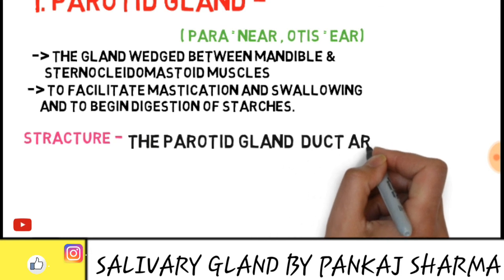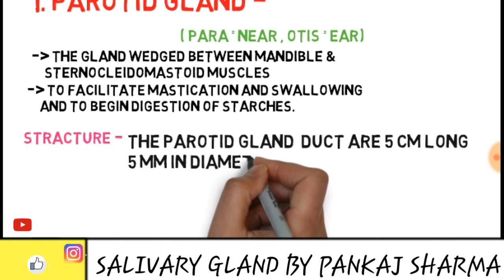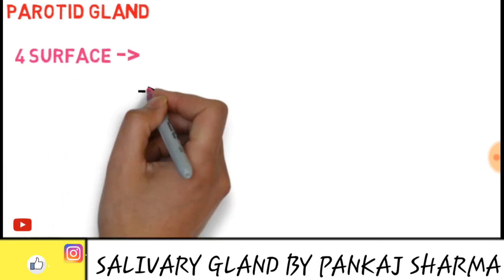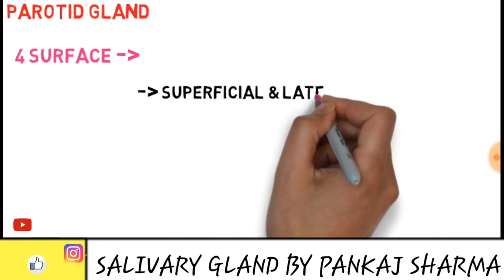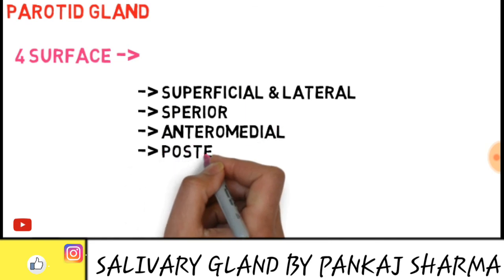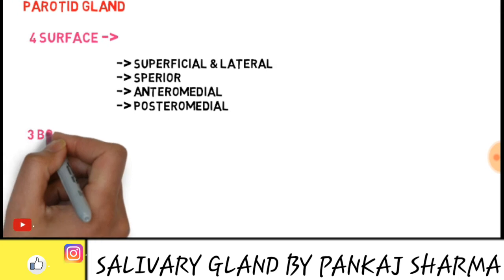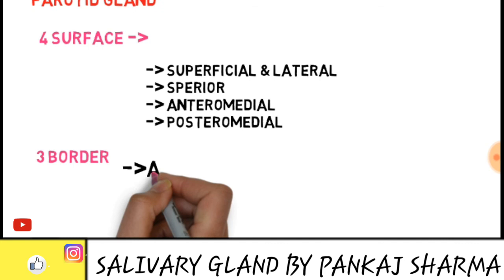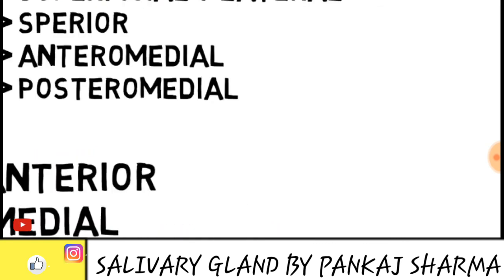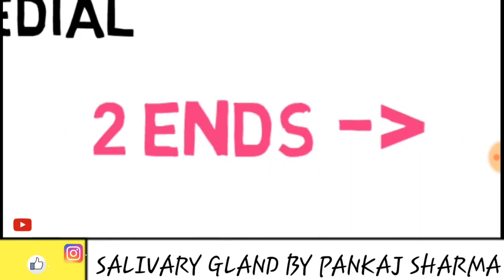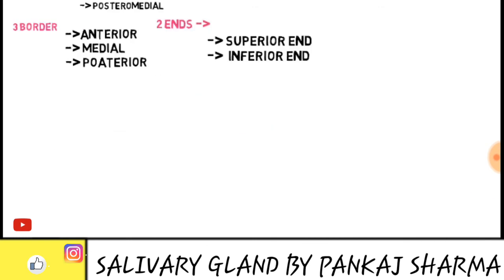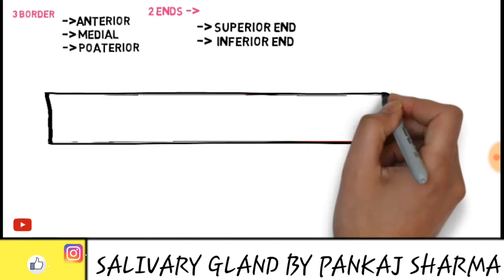Structure of parotid gland. The parotid gland duct are 5 cm long, 5 mm in diameter. Its surfaces: superficial and lateral, superior and anteromedial, posteromedial. Then its borders: anterior, medial and posterior. Then its ends: superior end and inferior end.